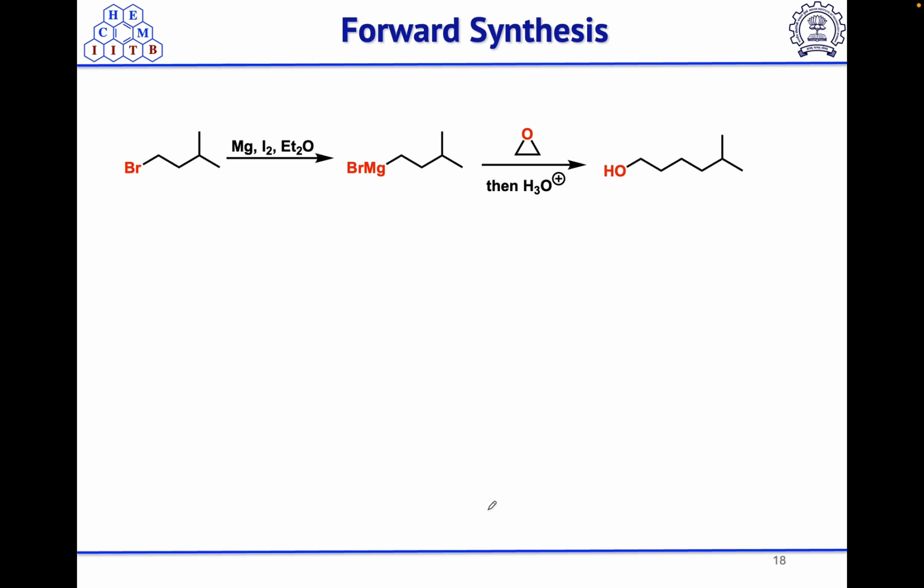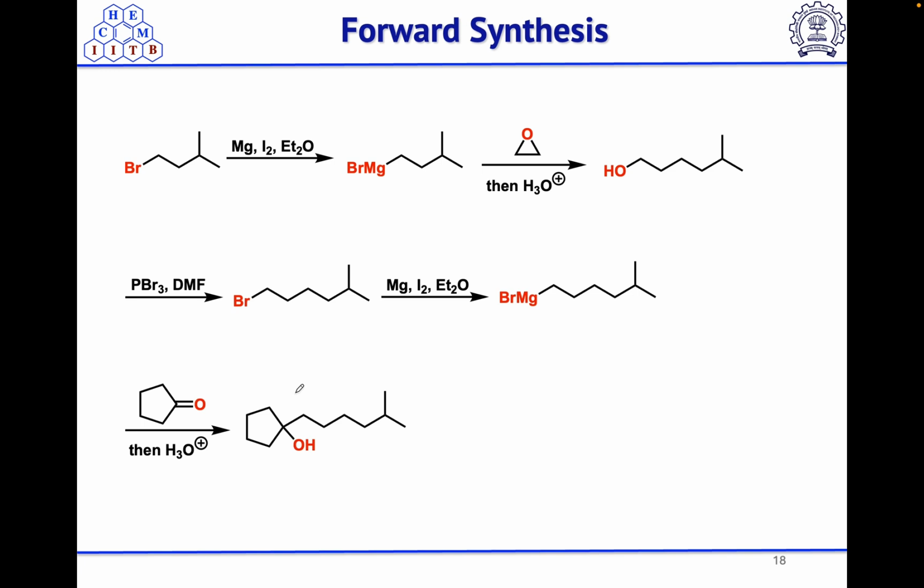In the forward synthesis, we will start from this, and we can easily get this Grignard reagent. Then if we add this epoxide, we will get this alcohol, right? Now we need to convert this alcohol to bromide. For that, PBr3 in DMF converts the alcohol to bromide. Now we will again convert to the Grignard reagent by treating under the same conditions, magnesium and iodine in diethyl ether, and we'll get this Grignard reagent.